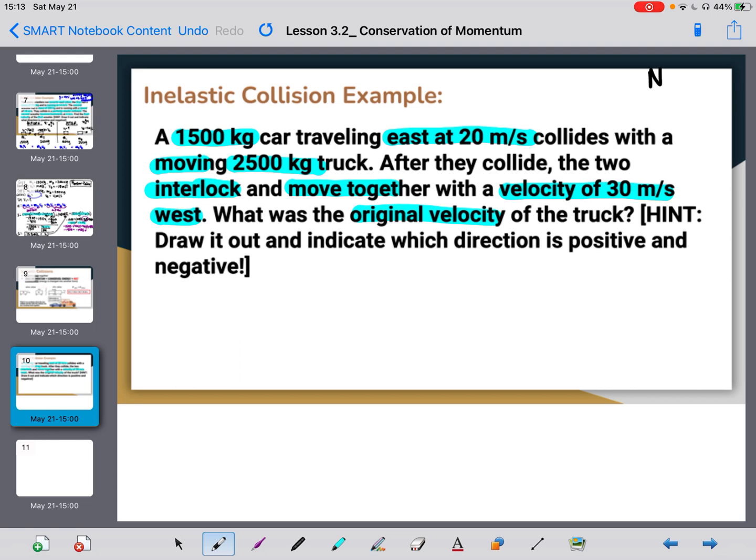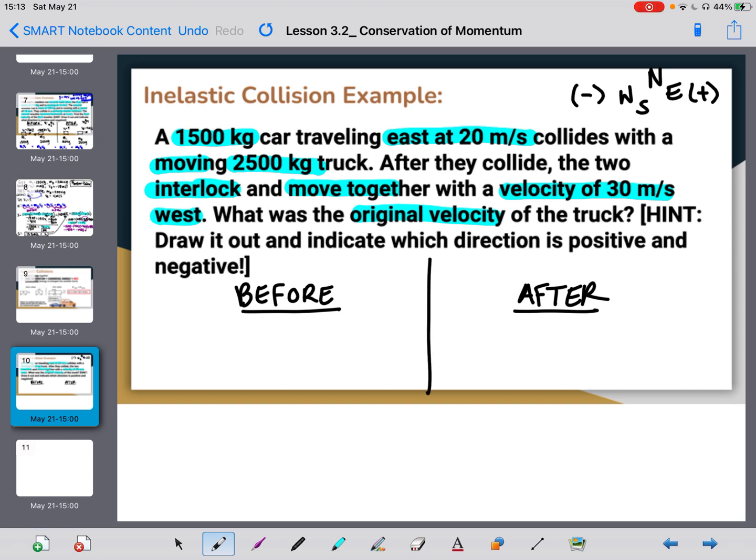Again, we always know the hint, draw it out, and indicate which direction is positive and negative. So I'm going to do my never eat sour watermelons. We know that anything going west is negative, anything going east is positive. So now let's draw it out. So when I have an inelastic collision, I have before and I have after.